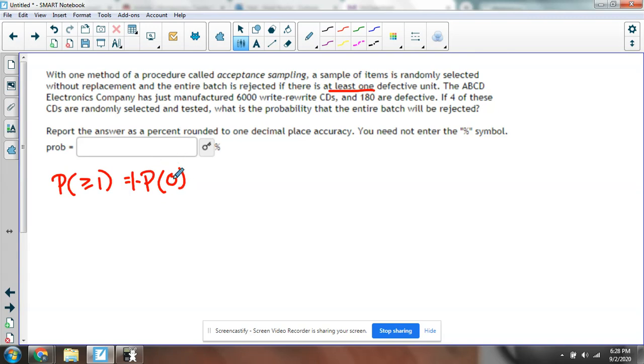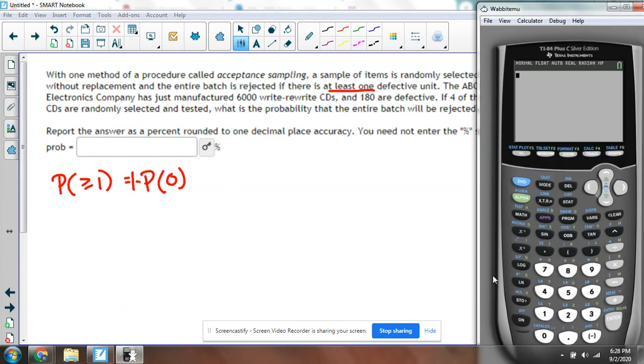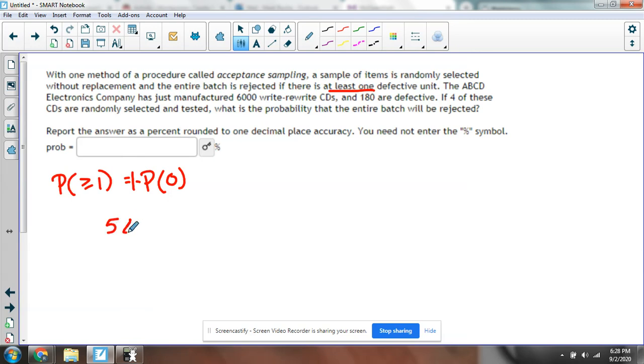What's the probability that no bad seeds were selected out of the 4? Well, what's the chance of picking a good CD on the first pick? 180 are bad, 6,000 are in total. So the good ones are 6,000 minus 180. So there's 5,820 good CDs, 5,820 good CDs out of 6,000. So I pick one. I get a good CD.